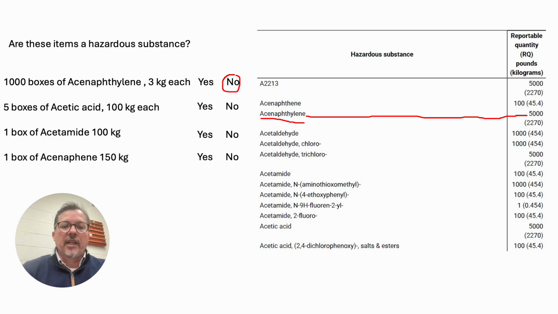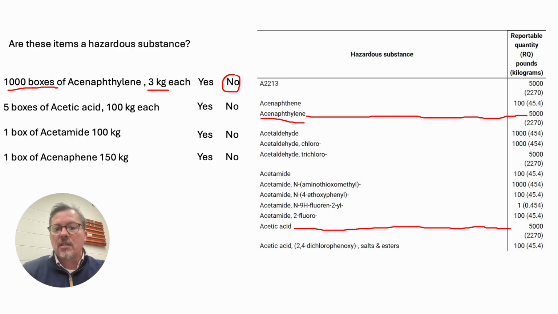Regardless, we are only looking at each individual package, right? We are only worried about this 3 kilograms. So you might ask, why did you throw that 1,000 boxes in there? Well, that's just to mess you up. So let's move on to the next one, acetic acid. Go down to acetic acid again in your books. I strongly recommend you use a straight edge. That line's not super straight, we'll do the best we can. This also has an RQ value of 2,270 kilograms. We only have 100 in each container, so it is definitely not a hazardous substance.